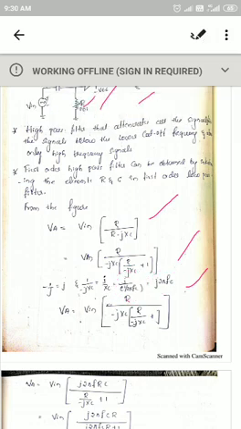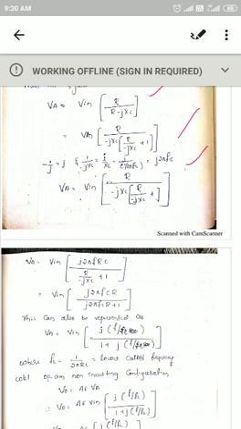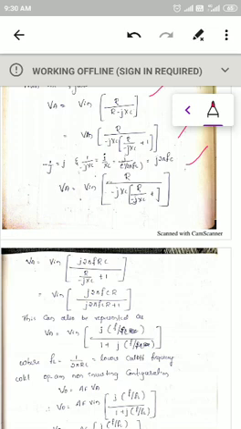Okay, now just substitute this value, that is minus jXc value, in the above equations and rewrite it. Just substitute 1 by minus jXc in the above and rewrite the equations. You will be arriving at this particular equation. So Vin as it is, R will be as it is, minus jXc.